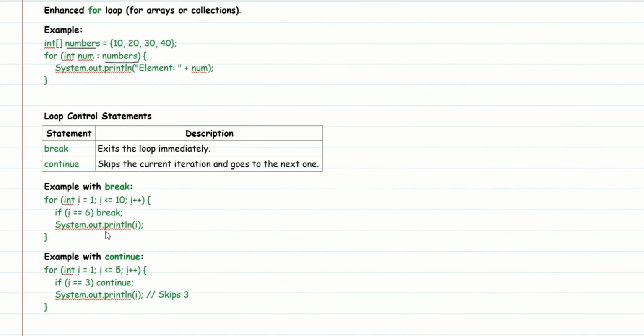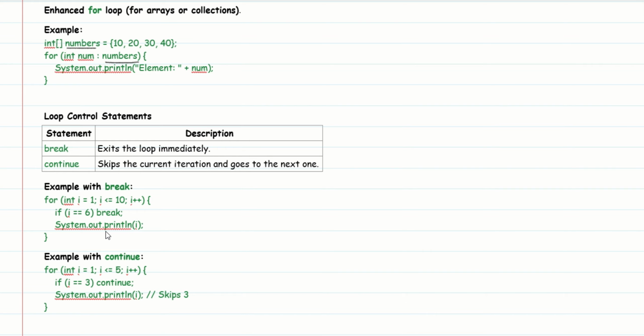Then we have loop statements. So we have break and continue. Break is to exit the loop immediately, and continue is to skip the current iteration and go to the next one. So break we have seen in the switch statement. The same thing can be used in a loop as well. So if you want to break the loop, if you want to come out of the loop, you can use the break statement. Or if you want to skip a certain iteration, you can use continue.